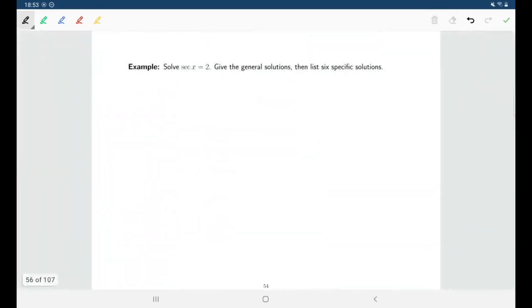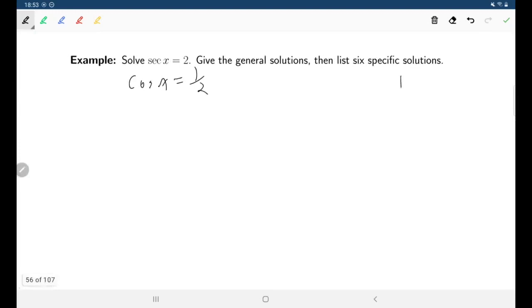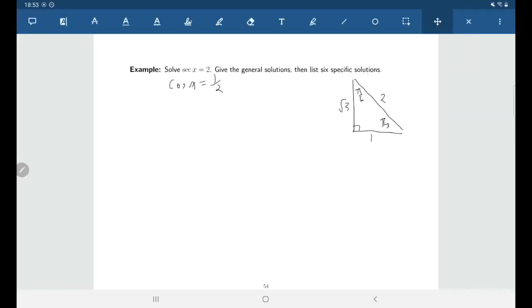So I'm going to start off with this. We're looking for secant of x equals 2, which is, of course, the same thing as looking for cosine of x equal to a half. And if you're thinking about your special triangle, the 30, 60, 90 triangle, we know that cosine of pi over 3 is equal to a half. So we know one possible solution already.